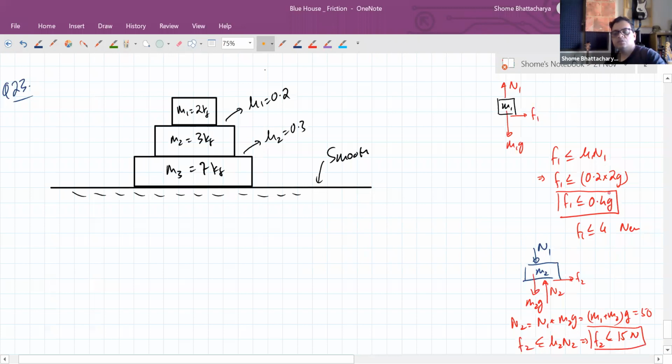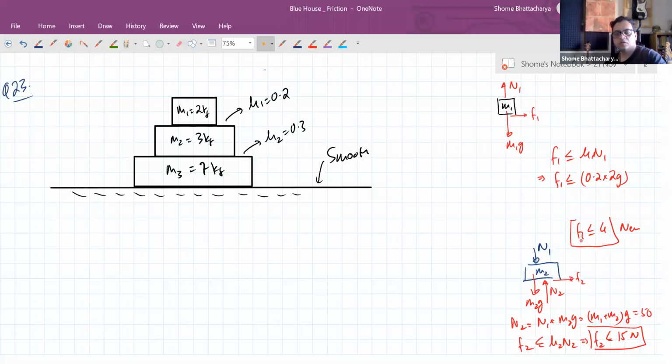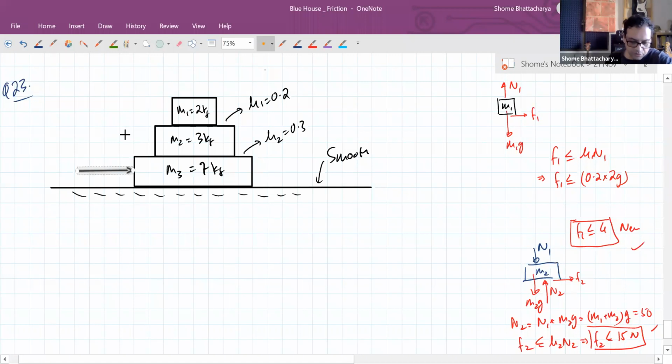These are two important values that you should have beforehand. It always helps if you have these values written out. This and this. Okay, now we are applying some force. What is it? 10 newtons.